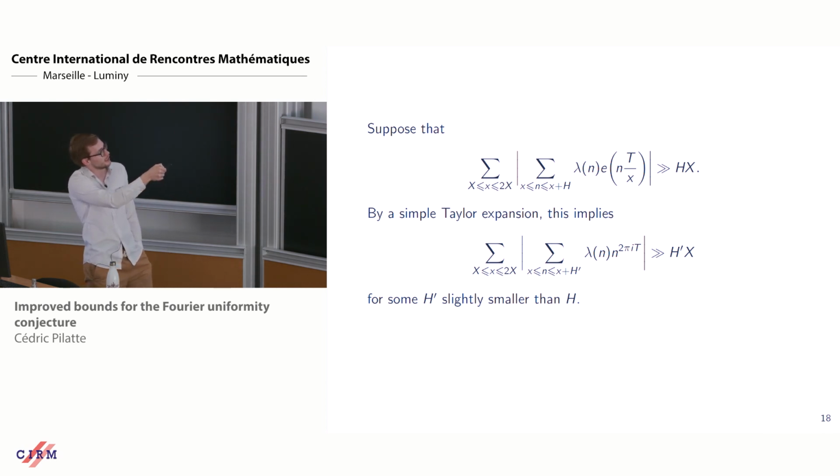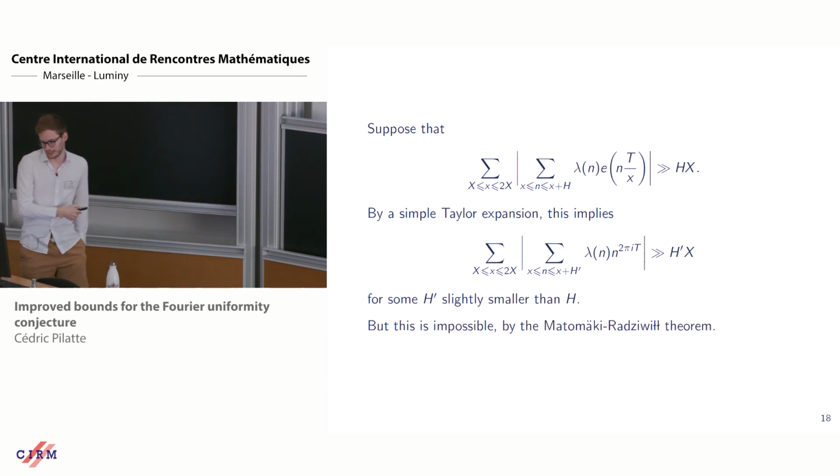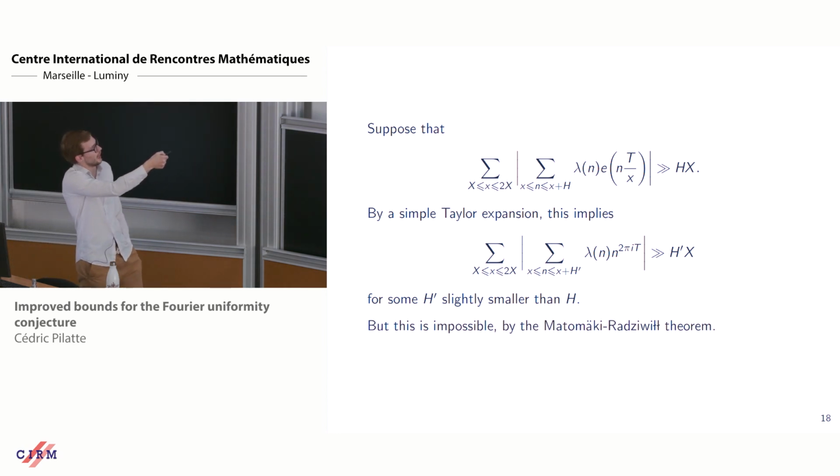And now this is a multiplicative function. What this means is that you can just apply the theorem, and you will see that such an estimate is impossible.